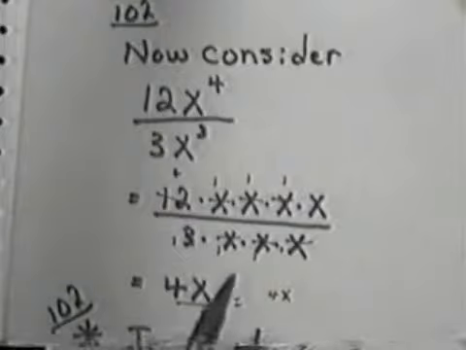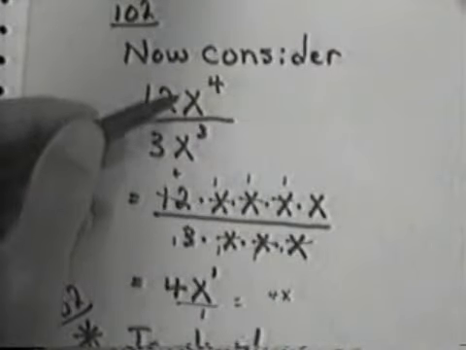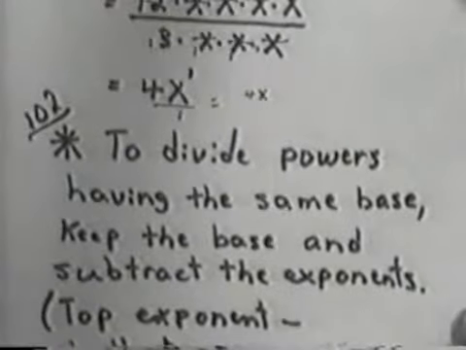Well, now this brings up a new rule, because notice what happened. My exponent is now x, or x to the first power. Well, how else could I have gotten x to the first power? Just look, if I subtract the exponents. Keep the base x, subtract the exponents. 4 minus 3 is 1. So we get another rule.